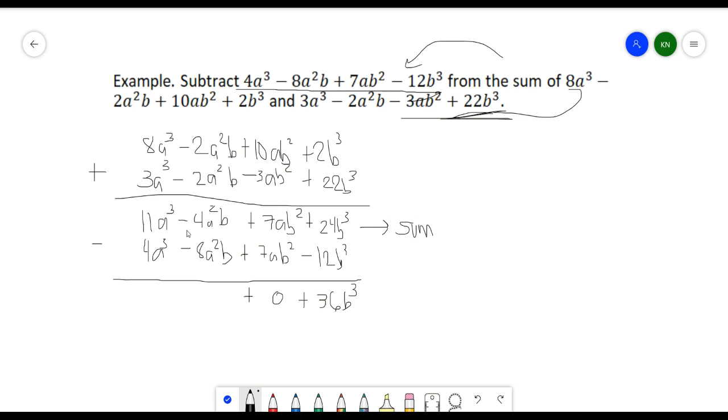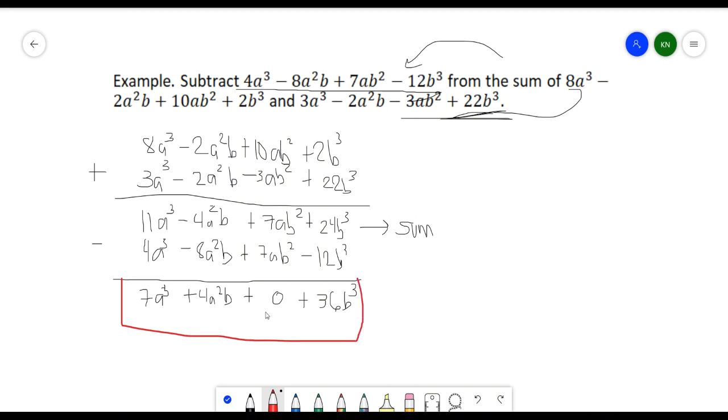And we have negative 4 minus negative 8, so we have positive 4a squared b. For this one, 11 minus 4, that is 7. And copy the base and the exponent. So basically, this is now our final answer.